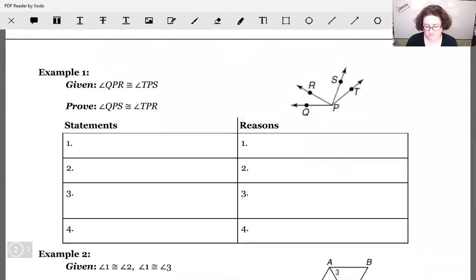So our first example, we are given that 2 angles are congruent, and we have to prove that 2 other angles are congruent. So not really a triangle congruence proof, but let's just get our feet wet talking about the properties that we already learned about. So let's see here. Our first expression, they gave us some information, so let's write that down. So again, first thing you always want to write in any proof is what you were given. So they gave us angle QPR is congruent to angle TPS.